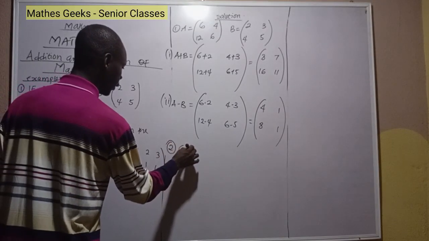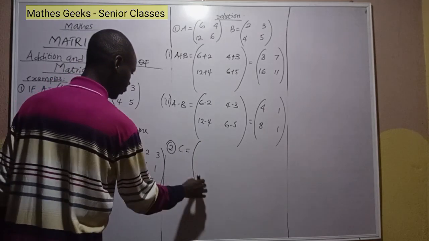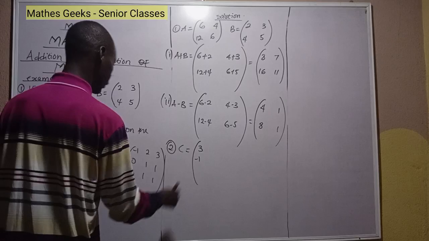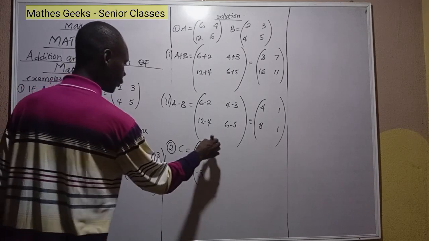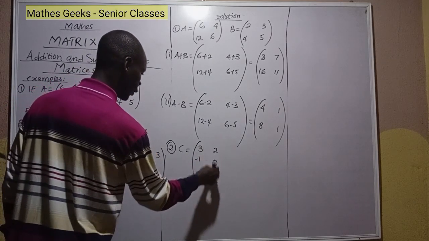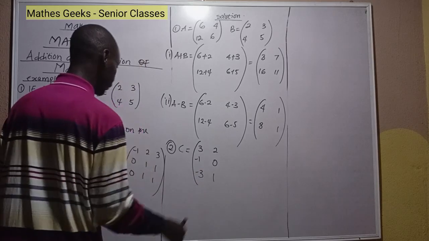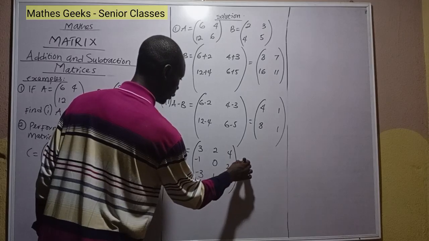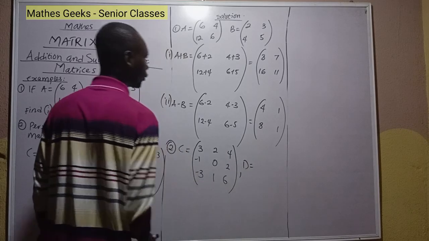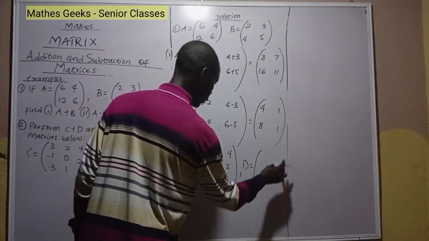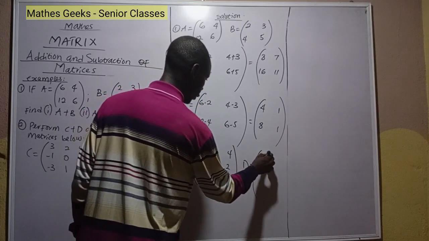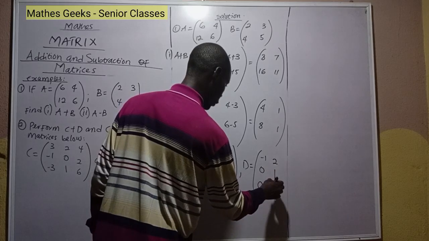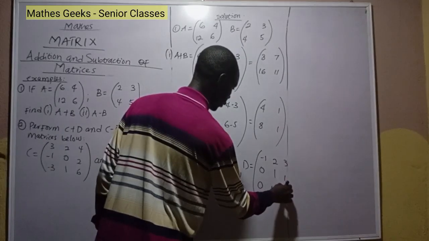Matrix C is equal to 3, minus 1, minus 3, 2, 0, 1, and 4, 2, 6. And matrix D is equal to minus 1, 0, 0, 2, 1, 1, 3, 1, 1.